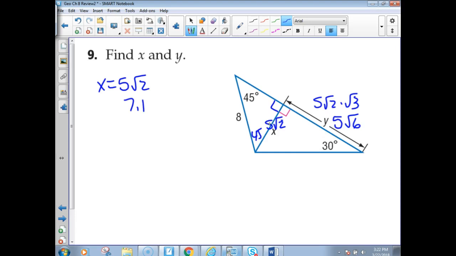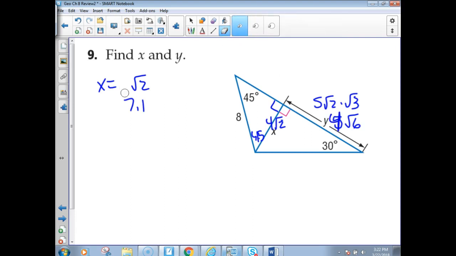Oh, I know what I did. I wrote 5. How did I get 5? It's supposed to be a 4. I wish you would have stopped me. I'm like, wait a minute, I know something's wrong here. This is supposed to be 4√2. Yeah, and then this would be 4√6.